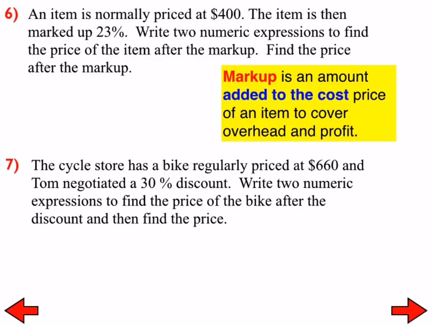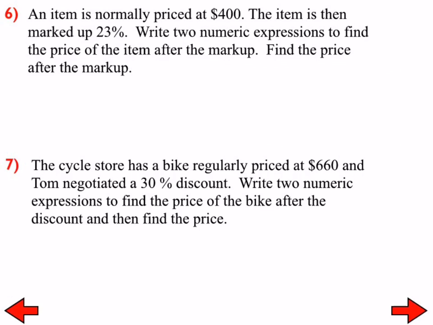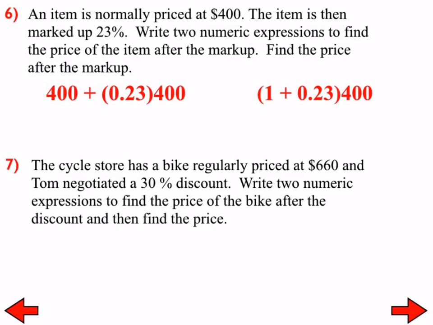We are finding a markup, and once again, markup is an amount added to the cost price of an item to cover overhead and profit for the store that's selling it. One possible numeric expression would look like this, based on what we were talking about in 1 through 5, and the other one would look like this. It's up to you from here, whichever one you think looks easier.